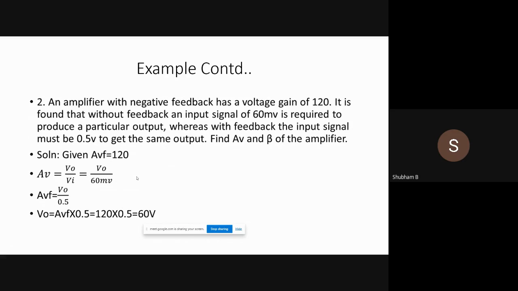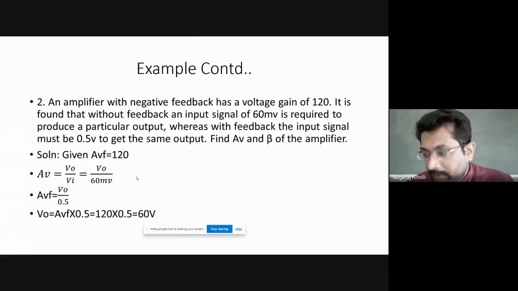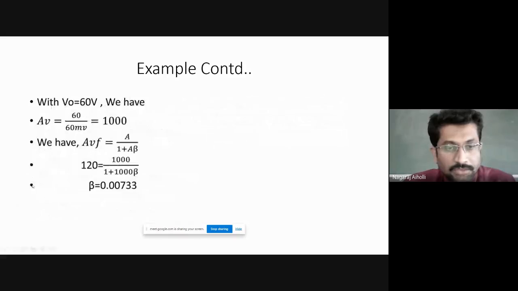Sir, 7.3 into 10 raised to minus 3. 7.33 into 10 raised to minus 3. Correct. Answer is 7.33 into 10 raised to minus 3.